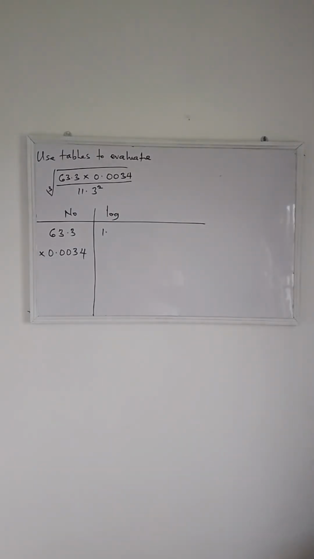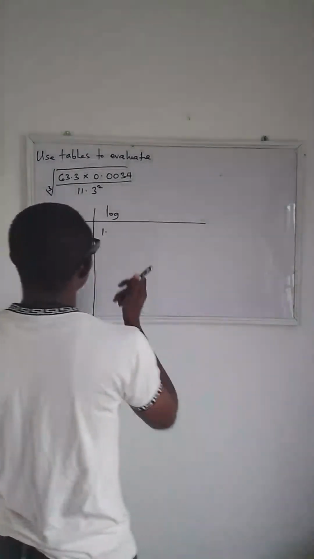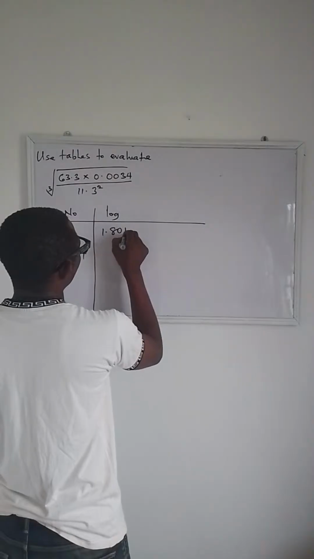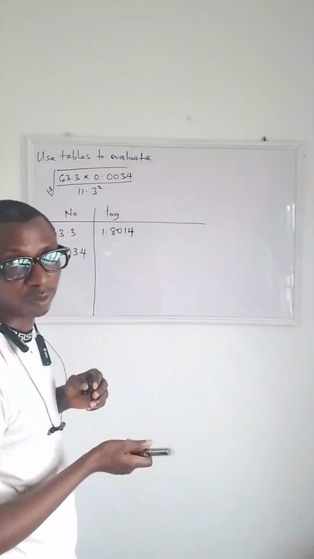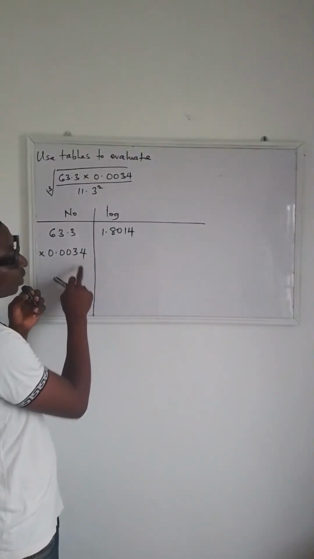Okay, I'm seeing answers. Good, good. Now I can see 8014. That is correct. 8014 is what we have in our four-figure table. Okay, so now the next thing, look at the number we have here.